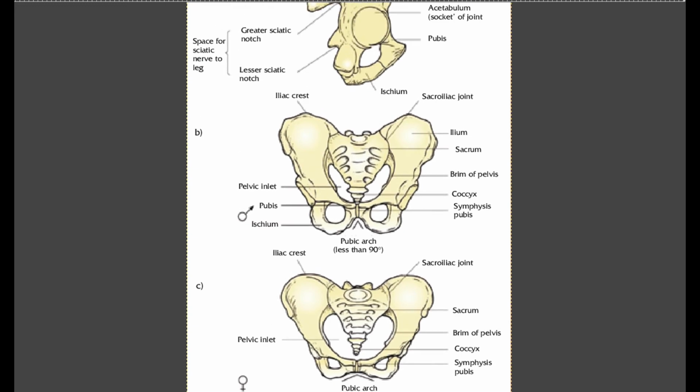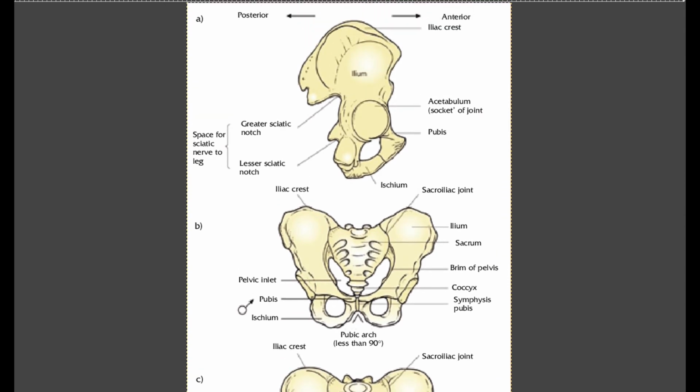Now, we've already looked at the sacrum when we looked at the spine, so we're not going to look at those landmarks, but you can always review that video if you'd like. But that's going to do it for the bones and bony landmarks. Let's go ahead and take a look at these joints when these bony landmarks come together.